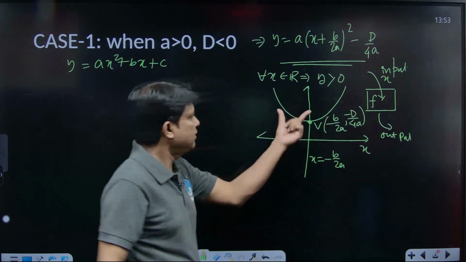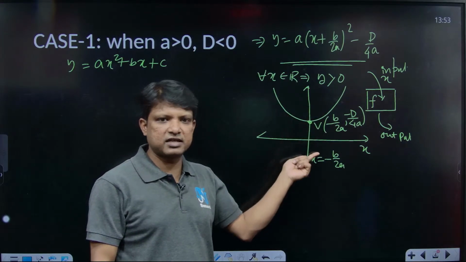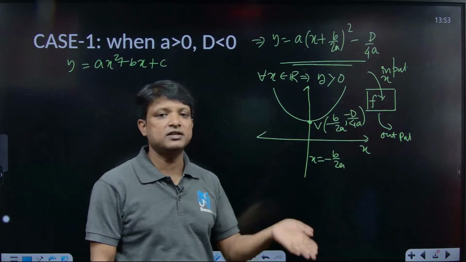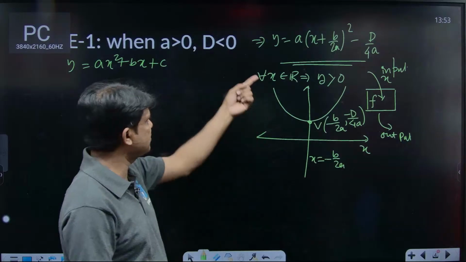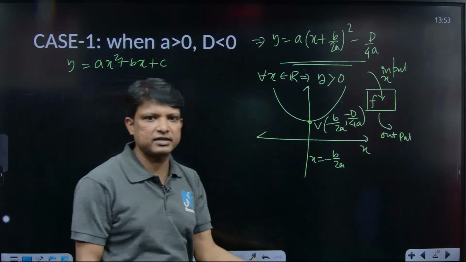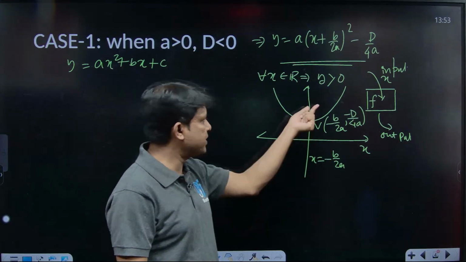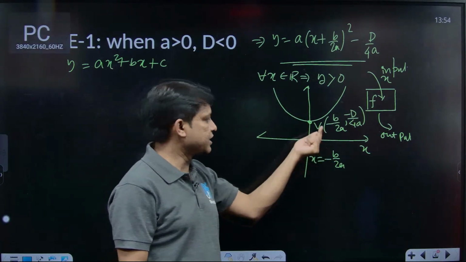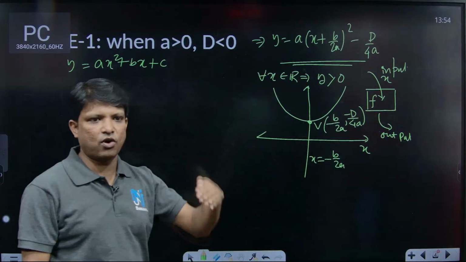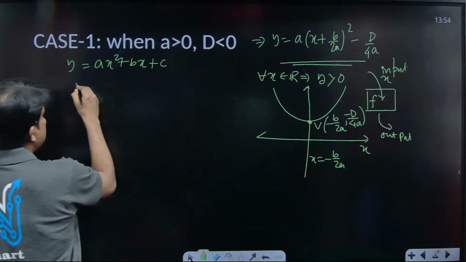That means this parabola expression does not intersect the x axis, that means no real root. We have already studied that if D is negative, discriminant negative, complex roots appear. Why do complex roots appear? Because the expression never intersects the x axis, y is always a strictly positive quantity, so that means no real root exists.